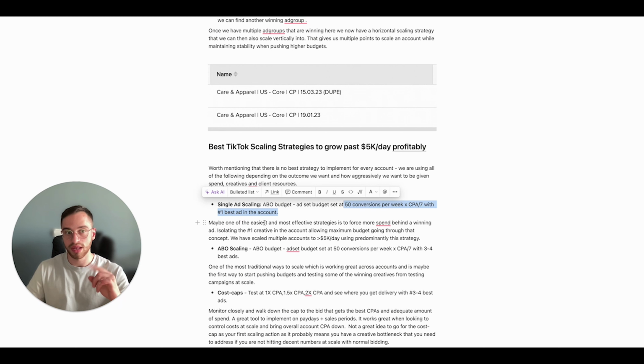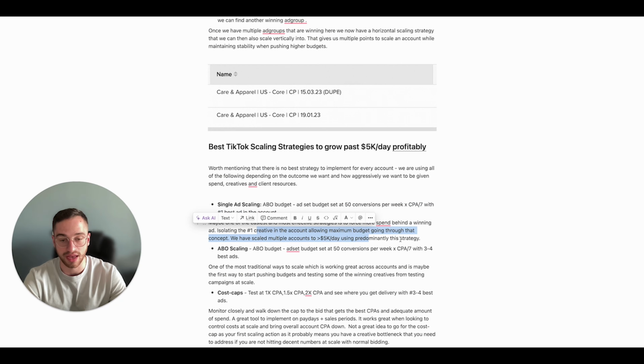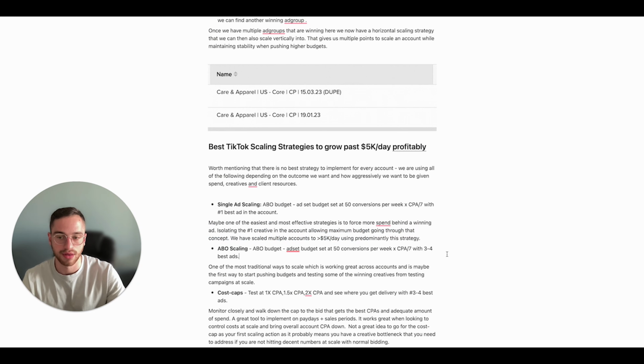Very similar to how we like to test creatives in the test campaign, but maybe one of the easiest, most straightforward and effective ways to force more spend behind one winning ad, isolating the ad in the account, allowing max budget to go through that concept. We have scaled multiple accounts, as I said, at 5K a day plus, using just this strategy. It also makes it easier to scale first, then you can actually do some audience testing as well at a previous level. But again, I always urge for that. Make sure you push more budget into the number one ad.